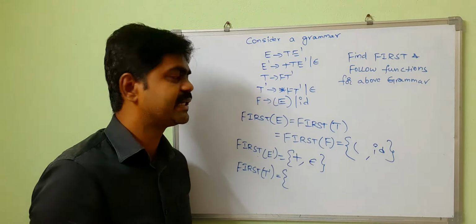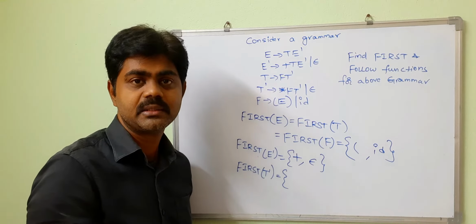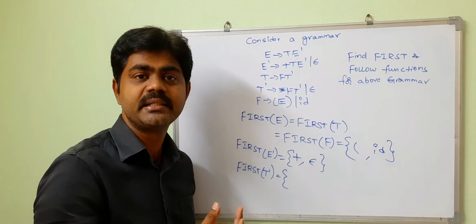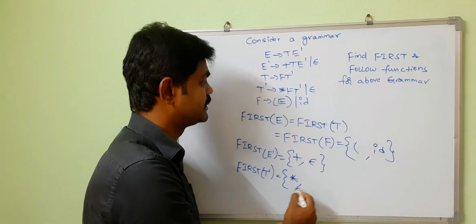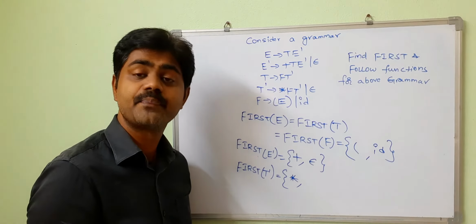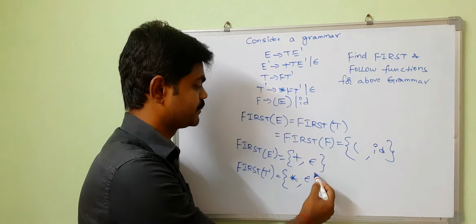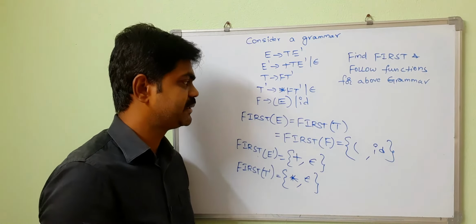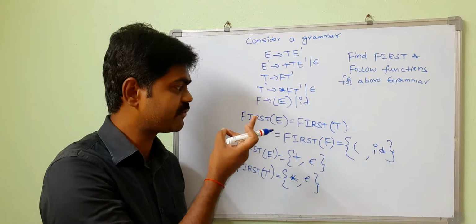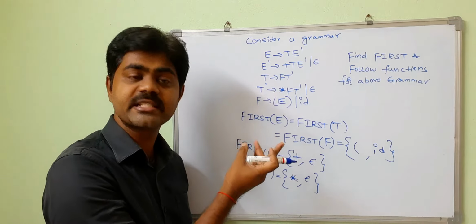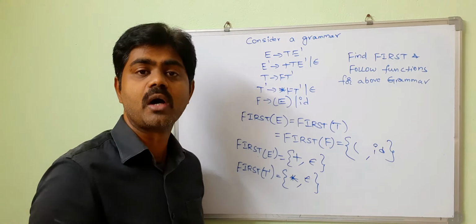So find out first of T dash. What do we have in T dash? We encountered a star symbol. Even star is a symbol, right? So first of T dash equals star, comma, we also have epsilon. So what we get is star comma epsilon. In this way we find out first of E, first of T, first of F, first of E dash and first of T dash. Now we will construct follow.